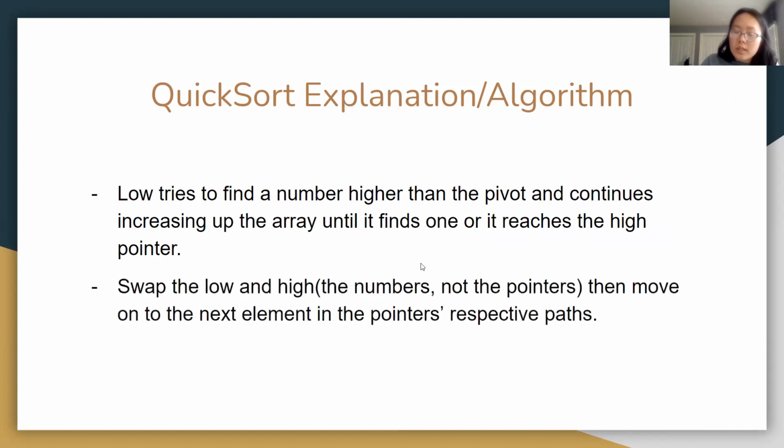The point of doing this is so that we find numbers that are out of place within their respective ends. And then we swap the low and high, particularly the numbers associated with those indices, not the pointers themselves. So we swap the elements at those positions if they're out of place. Then we move on to the next element along that pointer's respective path. After we swap the high pointer's value, we move on to the next one below it. And if we swap the low pointer's value, then we move to the one immediately after that. Hopefully that makes sense.